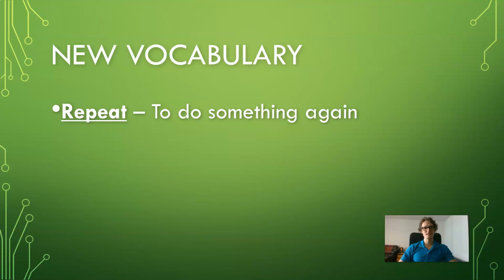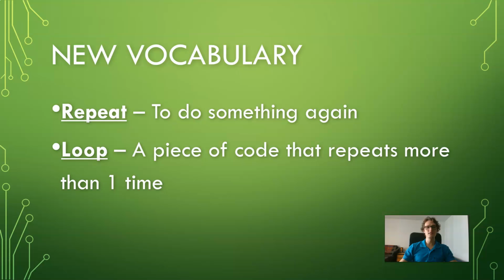So, for instance, if you are going to go running, you're going to move your left leg forward, and then your right leg forward, and then your left leg forward, and your right leg forward. You are repeating doing the same thing many times, right? Repeat: to do something again. The next word is loop. A loop is a piece of code that repeats more than one time.